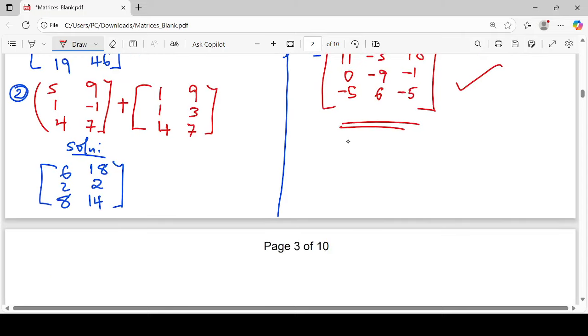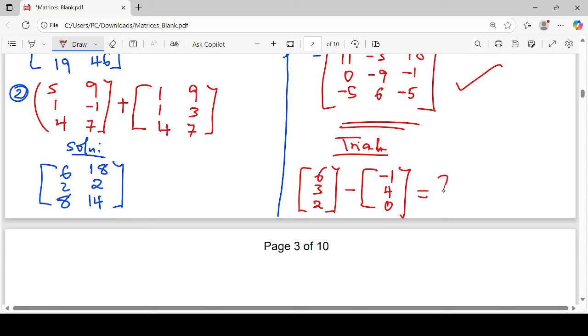Assignment question 1, you can do a trial on this. If you've been given the 3 by 1 matrix 6, 3, 2, and you've been told to subtract the matrix negative 1, 4, 0, what are you going to get as your answer? Drop your answers in the chat section or in the comment section for confirmation.